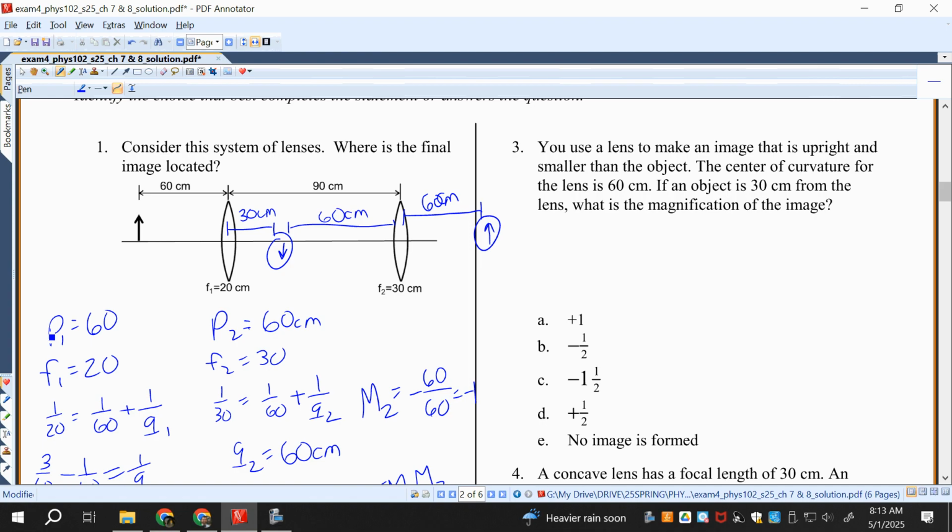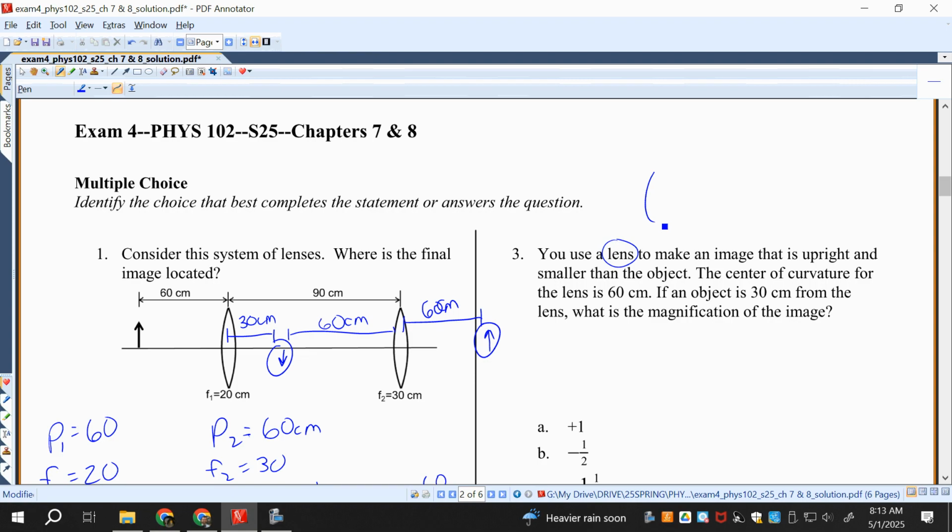These lenses make an image that is upright and smaller than the object. Okay, so let's think about what type of lens this is. Lenses can only make 2 types of upright images or virtual images. The convex lens, if I have the object in front of the focal point, creates an image that is upright and virtual. The concave lens produces an image that is upright and smaller, a virtual image.